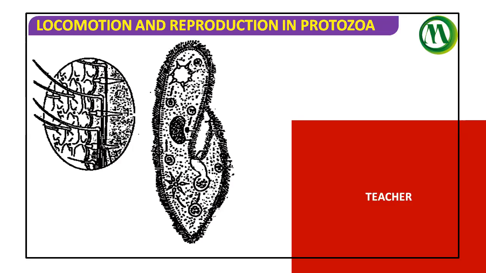So this is the Paramecium, the slipper animalcule. Paramecium is considered a slipper animalcule because of its slipper-like shape. The body is covered by a pellicle, and the pellicle contains cilia. Below the cilia, you can see small stinging structures, which we call trichocysts. They are used for protection.